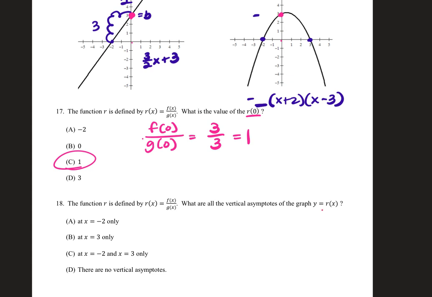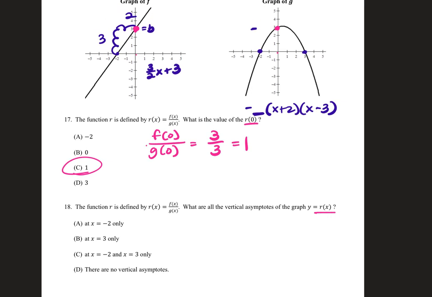18 asks for the vertical asymptote. So this is where I would need to know where these equal 0, but a scalar multiple wouldn't matter because it would just be a solid number and it doesn't matter. I could get rid of it. It would never equal 0, so I can ignore those. And I would say that x equals -2 and x equals +3 would be my vertical asymptotes.